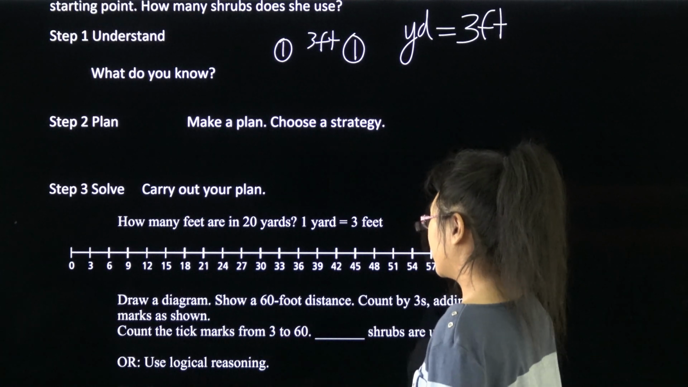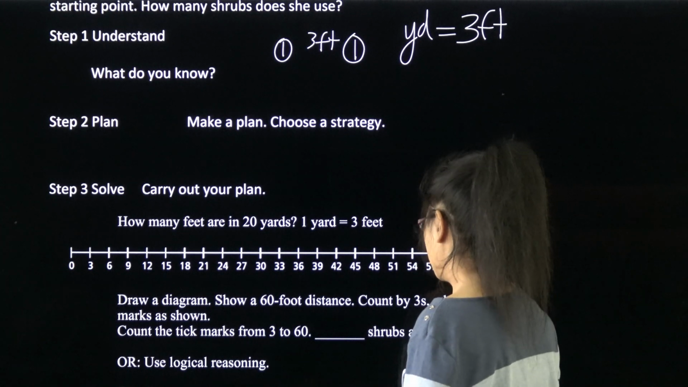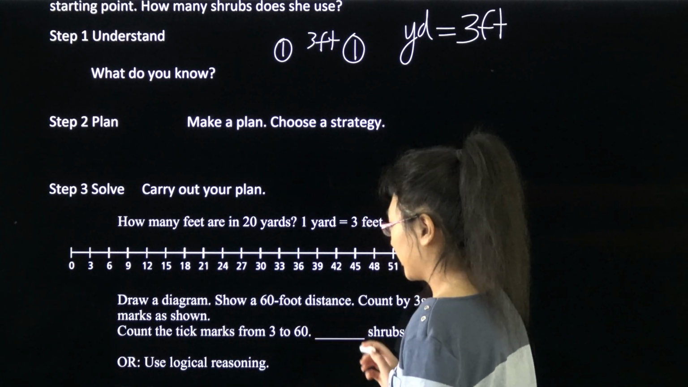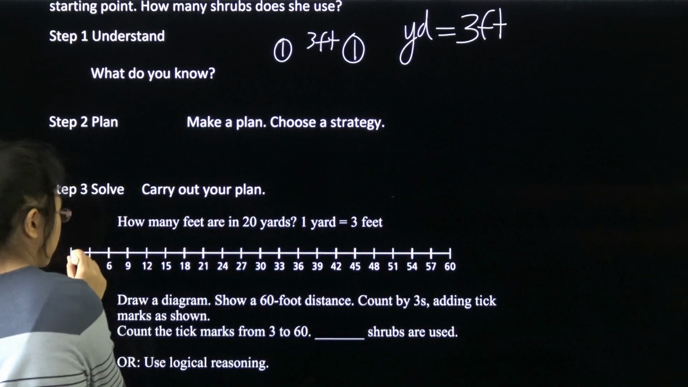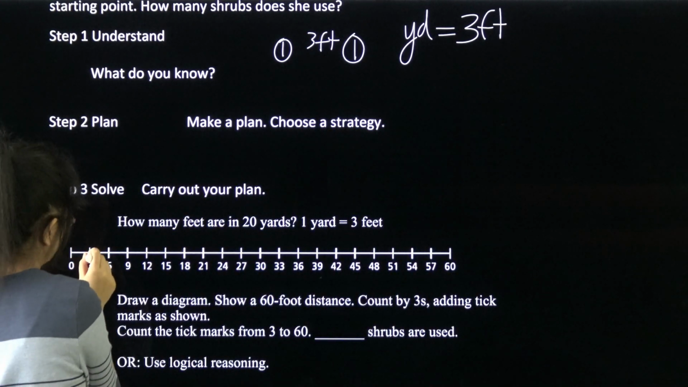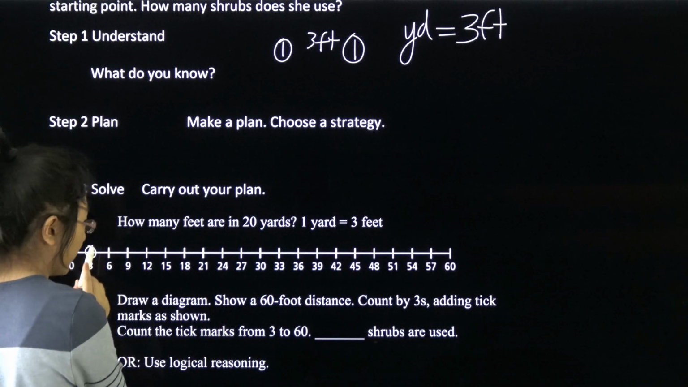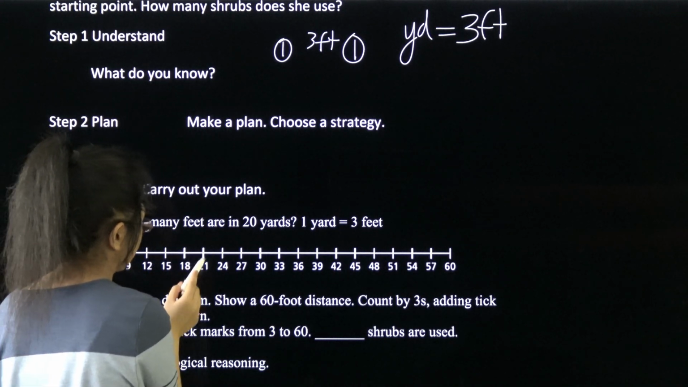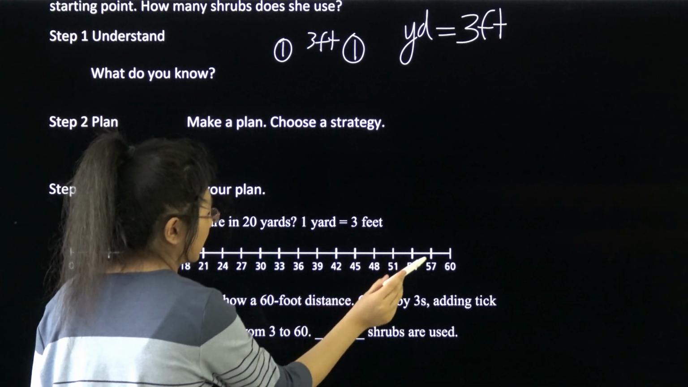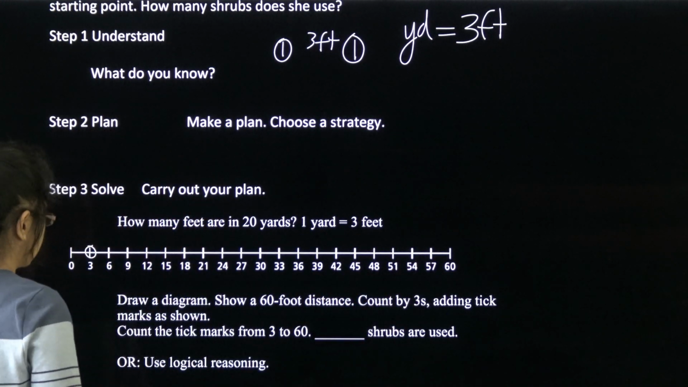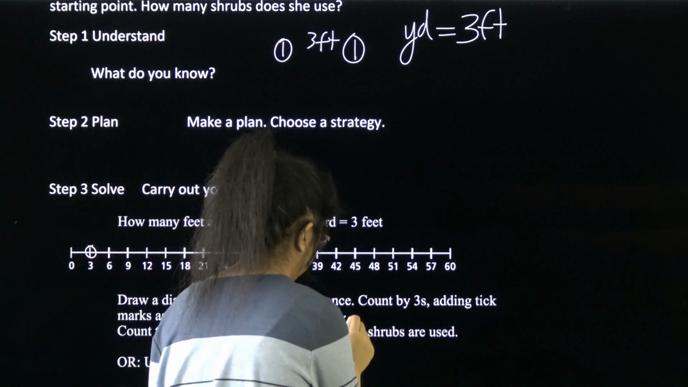You show a 60-foot distance, or you could just do 20 yards because we know that a yard is 3 feet. Count by threes and then add tick marks. So you count the tick marks from 3 to 60. We don't count 0 because remember she places the first shrub 3 feet from the starting point. So how many tick marks is that? 1, 2, 3, 4, 5, 6, 7, 8, 9, 10, 11, 12, 13, 14, 15, 16, 17, 18, 19, 20. 20. So 20 shrubs are used.